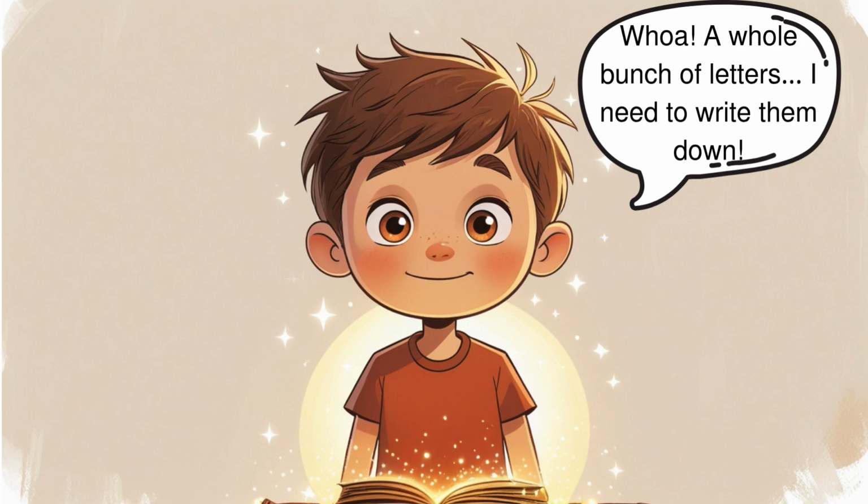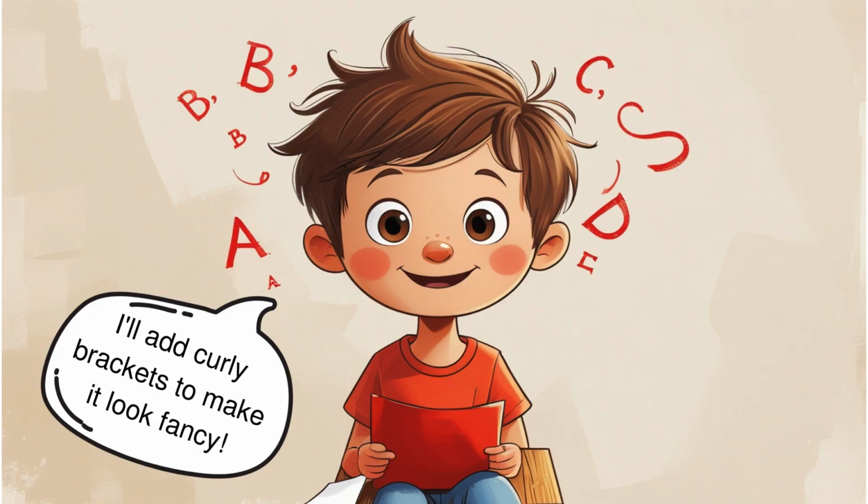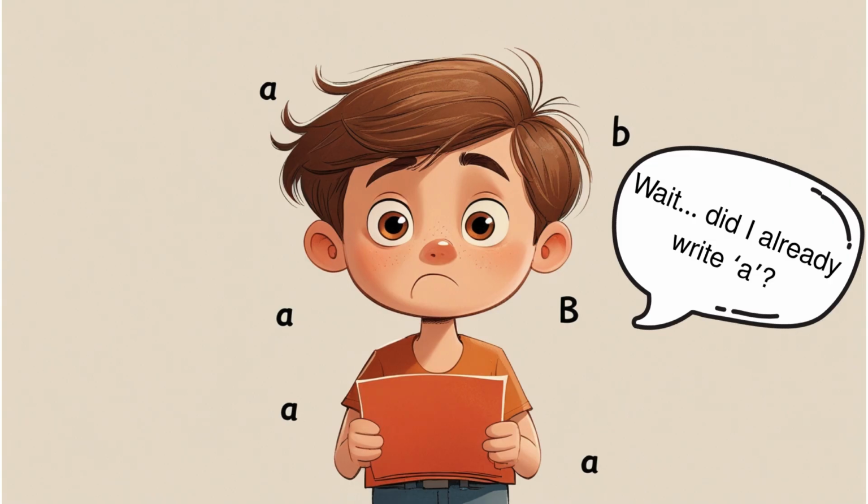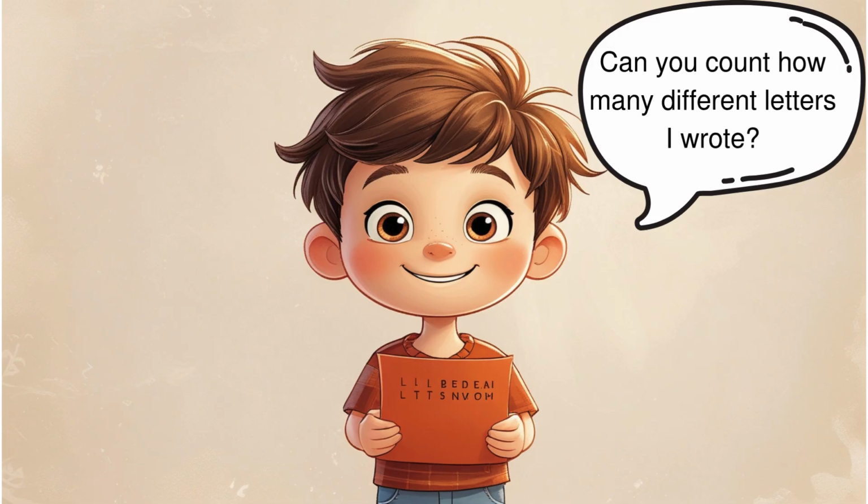One sunny afternoon, Anton discovered a mysterious set of letters. Anton carefully wrote all the letters in one line, separated by commas. But sometimes Anton forgot he already wrote a letter, and wrote it again. Now he needs your help. Let's count only the distinct letters.